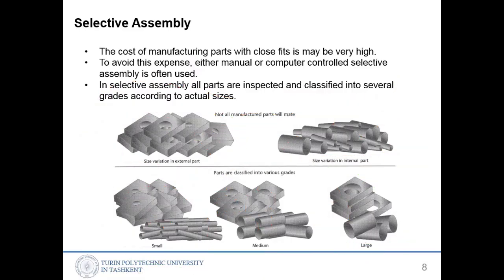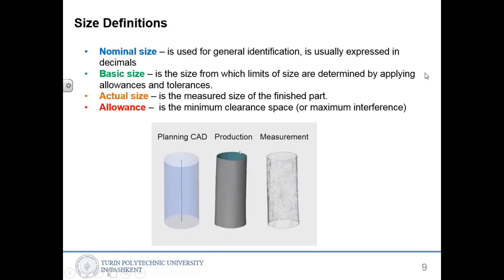To avoid expense, manual or computer controlled selective assembly is often used. In selective assembly, all parts are inspected and classified into several grades according to actual sizes. So we'll have grades, boxes like box 1 up to 3, but that is just for introduction. In the tolerance system, we have more boxes, more classification items. We'll see in the next pages.